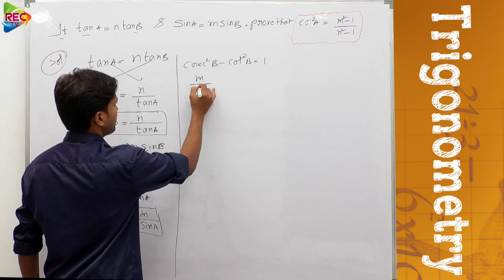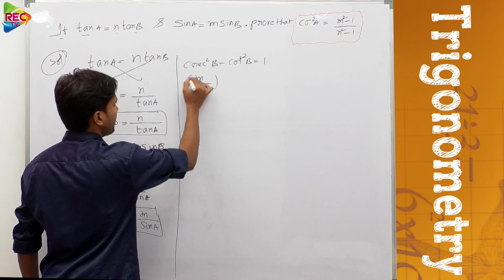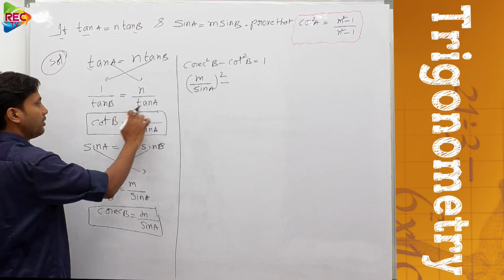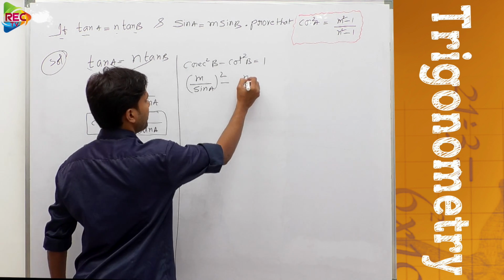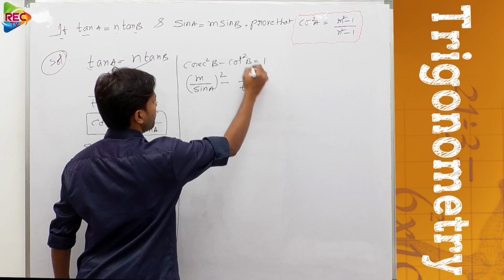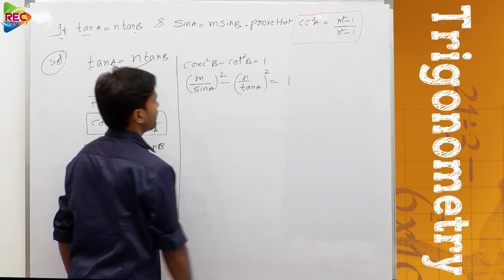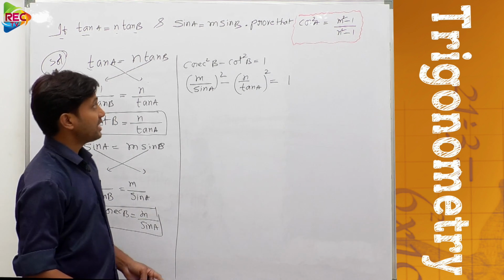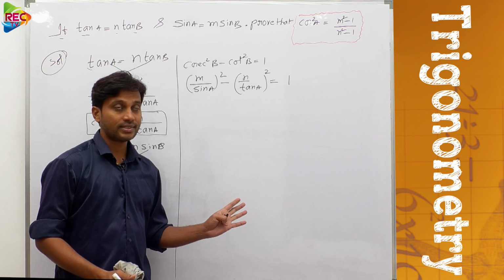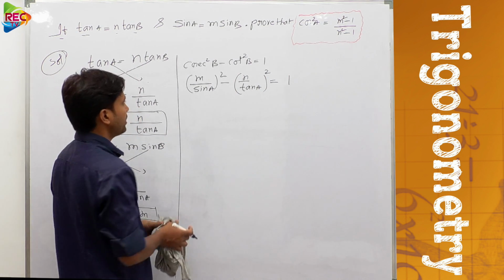M by sin A. Since the square is here, we have to square it. Minus cot B. Here the cot B value would be n by tan A. Put here n by tan A. Now since there is a square for this, we need to square it also, equal to 1. So we are using cosecant square theta minus cot square theta equal to 1 to solve this and get the required condition, right? So just see here.